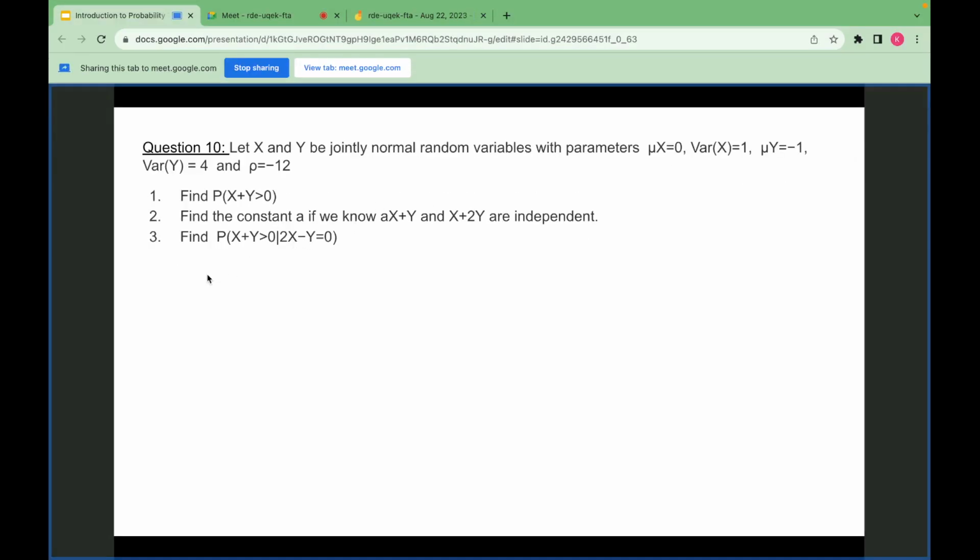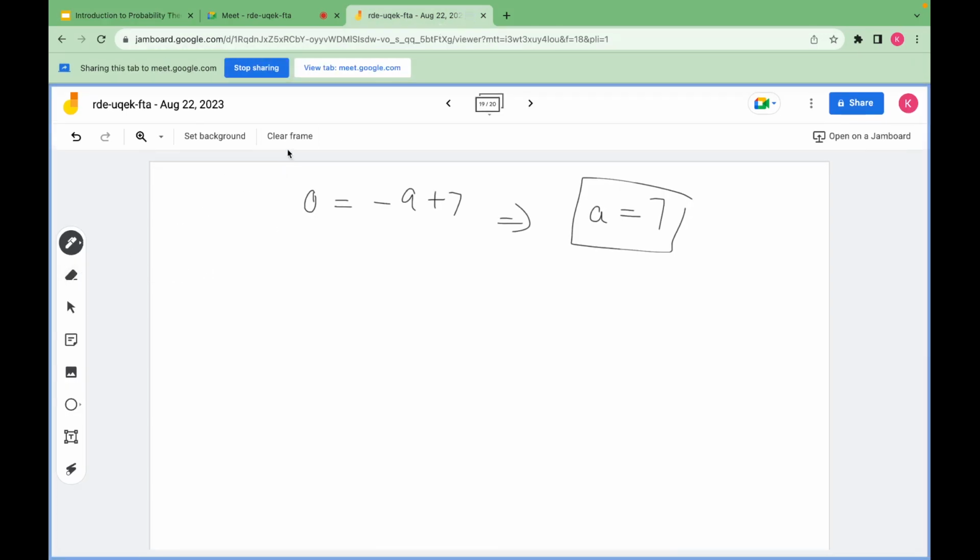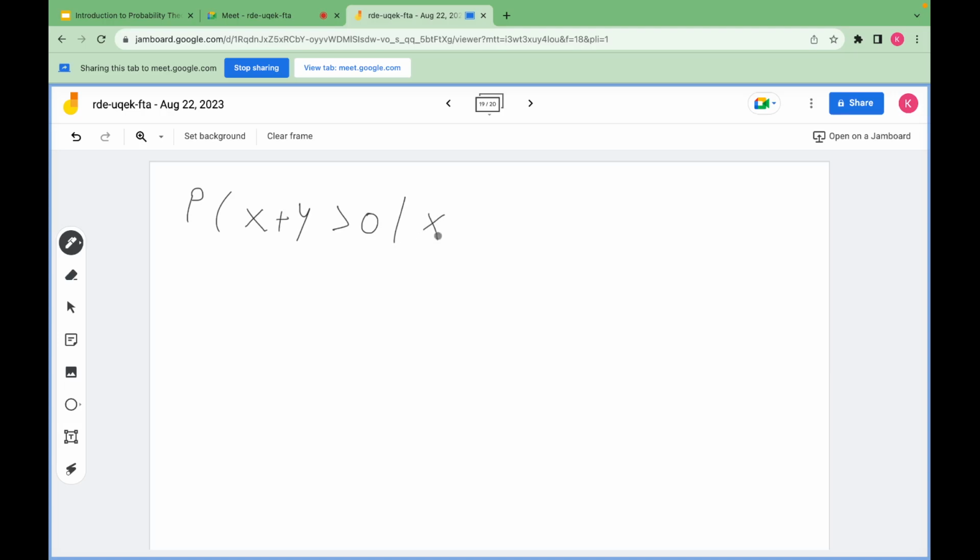So now the third part, we need to find the probability that x plus y is greater than 0 given that 2x minus y is equal to 0. So let u be equal to x plus y as we considered earlier, and let v be equal to 2x minus y.